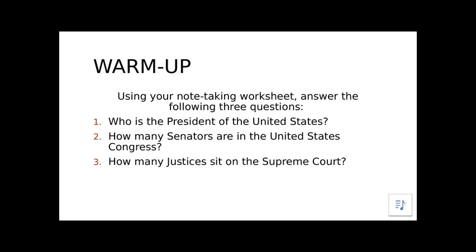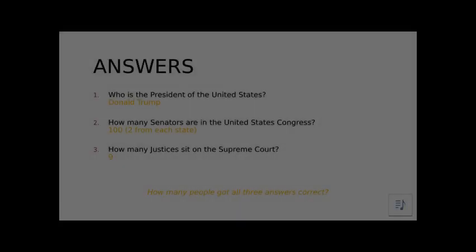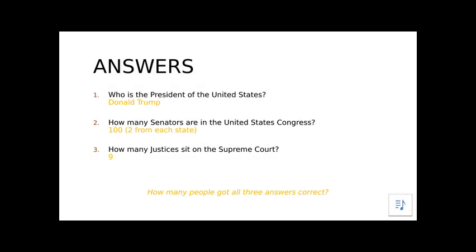Alrighty, I am going to now show the answers. So, who is the President of the United States? Donald Trump. Very good. How many senators are in the United States Congress? 100. Very good. And so that's 2, like I said, from each state, and we have 50 states in our country. How many justices sit on the Supreme Court? 9. Very good. So there are 9 Supreme Court justices, and we're going to learn about all of these people and what they do in a minute.